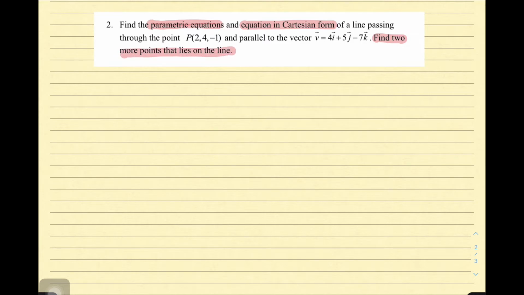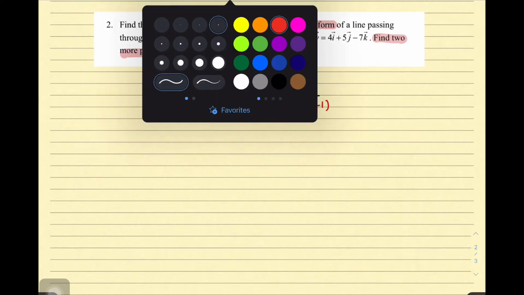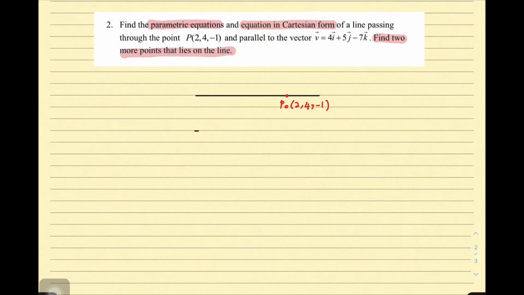Okay, so sekarang kita ada satu line. Katakanlah kita ada line ini. Okay, di atas line ini kita ada point P, di mana point P ni kita tulislah terus point P not, senang. Okay, which is 2, 4, negative 1. Okay, and then this line is said to be parallel to the vector V. Okay, katakanlah vector V tu ada kat sini because dia parallel. Okay, dia selari, so ini adalah vector V. Okay, so vector V adalah 4I plus 5J minus 7K.